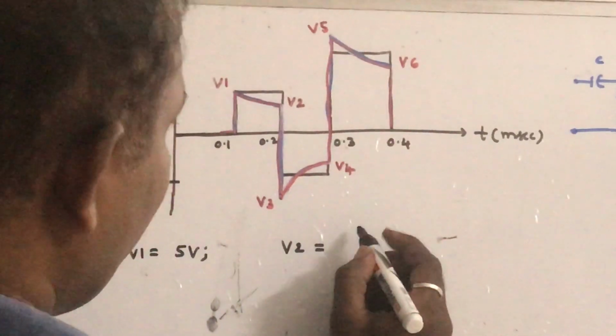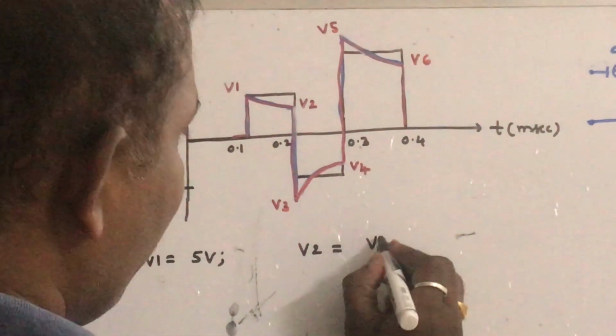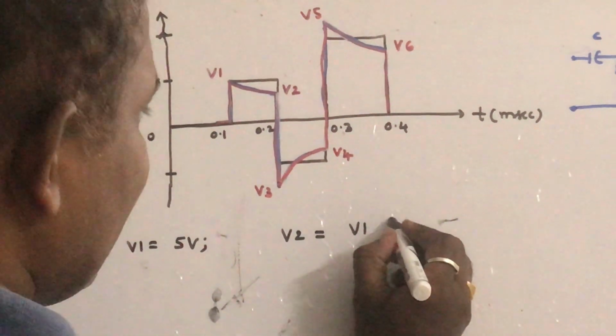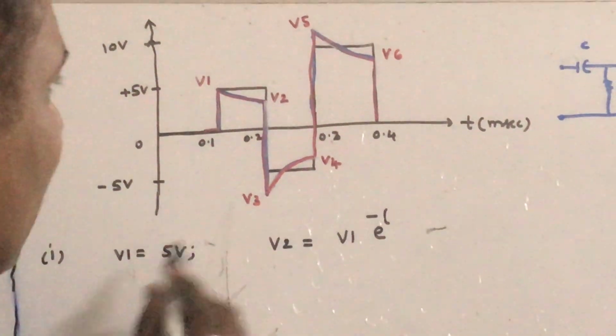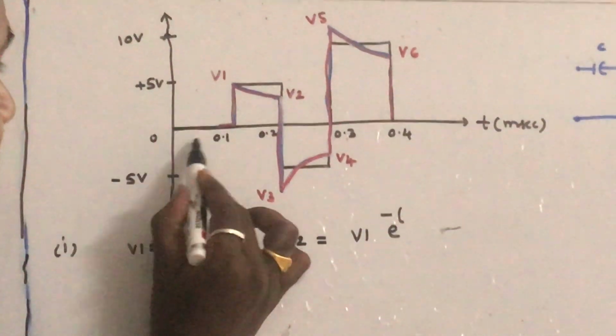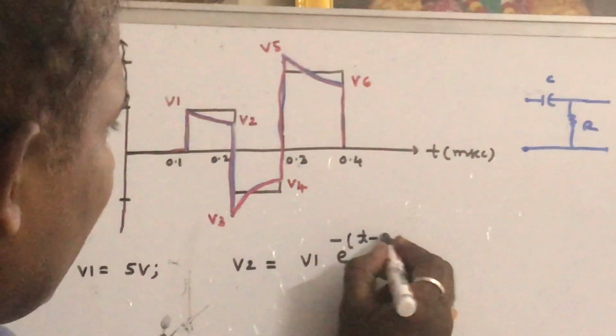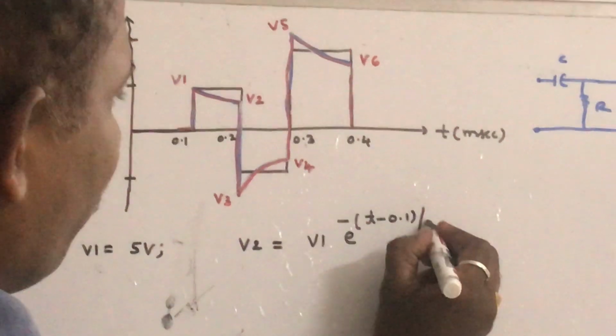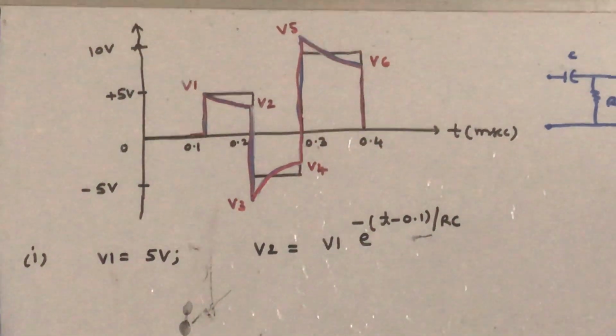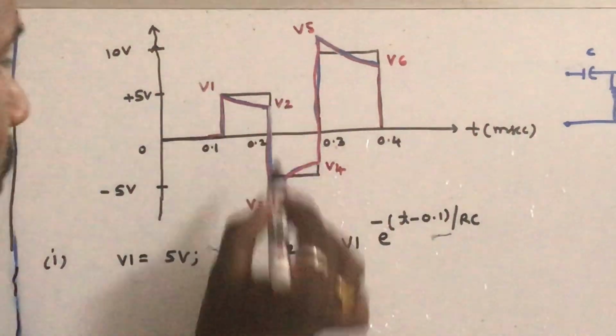So what is the formula for decreasing exponentially? V1 into the exponentially decreasing equation, e power, where this exponential decrease starts from t is equal to 0.1. So therefore you have to write (t minus 0.1) milliseconds by RC. First you have to write this equation in order to calculate V2.